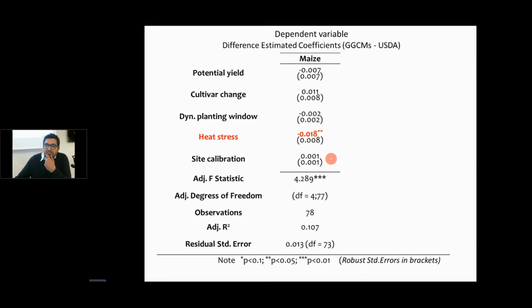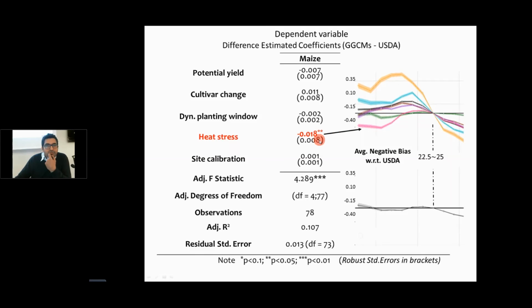What we find is that heat stress, which is one of the parameters in crop models, plays a significant role in reducing the divergence between the crop models and the empirical model. And this is actually in only one of the crop models. The heat stress parameter is used in only one of the crop models, which is Pegasus. And as you can see, it tends to pull the responses of temperature to agree more in line with the observed.